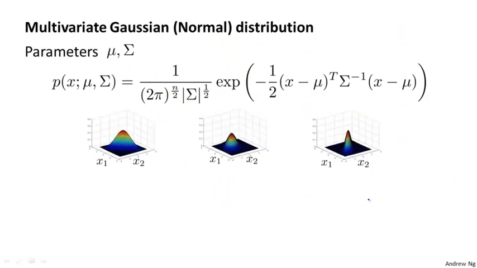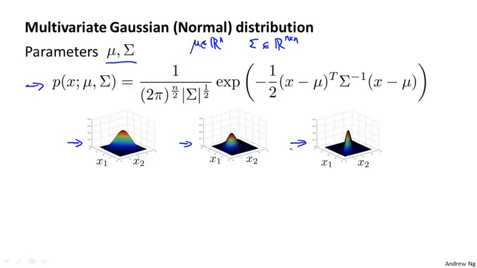To recap, the multivariate Gaussian distribution, or the multivariate normal distribution, has two parameters mu and sigma, where mu is an n-dimensional vector and sigma, the covariance matrix, is an n by n matrix. And here's the formula for the probability of x as parameterized by mu and sigma. And as you vary mu and sigma, you can get a range of different distributions. These are three examples of the ones that we saw in the previous video.